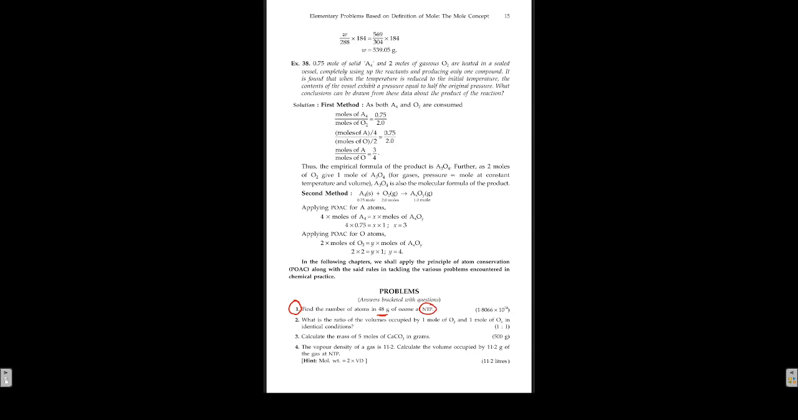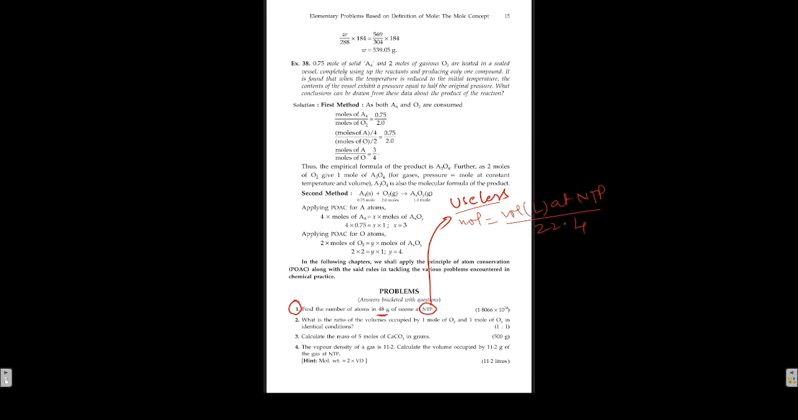Here the one thing should be clear to you: this is useless. There is no use of this particular thing in this question. Why is it useless? Because the NTP is used to calculate the volume, because we know mole is equal to volume in liter at NTP divided by 22.4. So, dear friends, here we do not have to calculate the number of moles. That's why this particular thing is useless in this question.